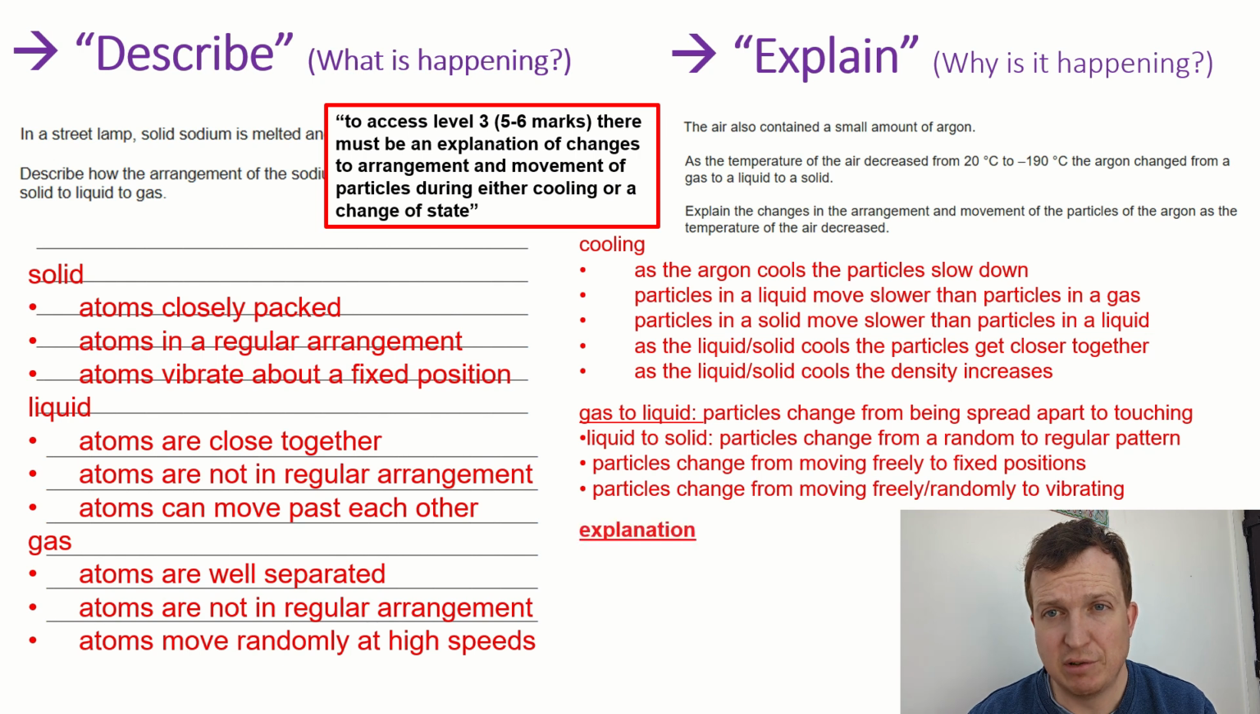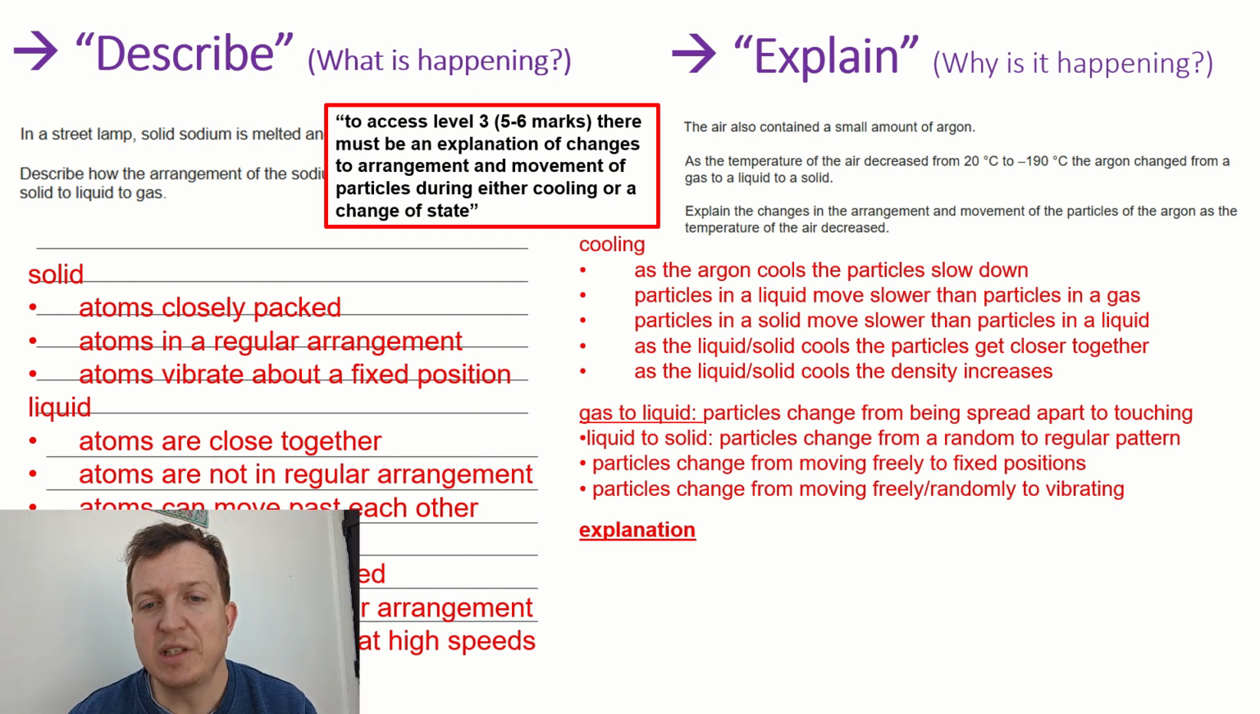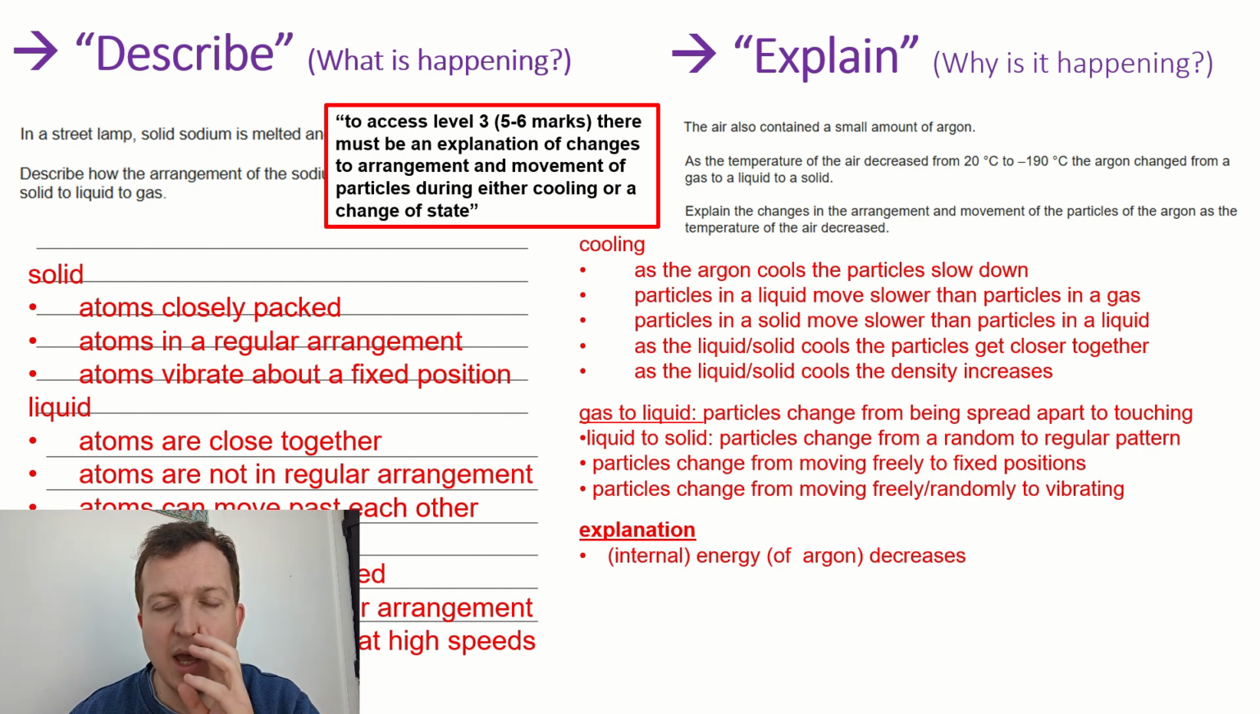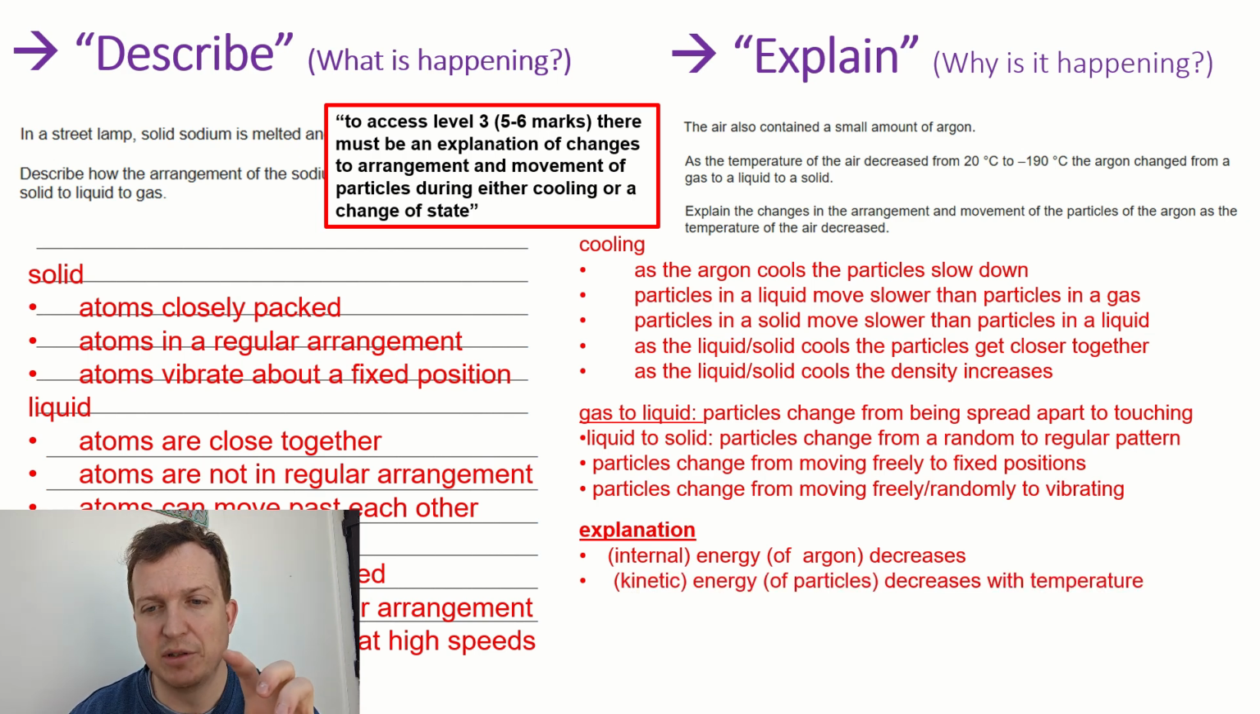However, this is the really tricky bit, explaining why does that happen. So we've got to link it to the idea of energy, essentially. So what we'd say is that basically the internal energy of the argon, so the gas we're talking about, is decreasing. So if you remember, internal energy is made of kinetic and potential energy. So we have to say the internal energy decreases, and that results in the kinetic energy of the particles decreasing with temperature. So temperature goes down, particles have less kinetic energy.